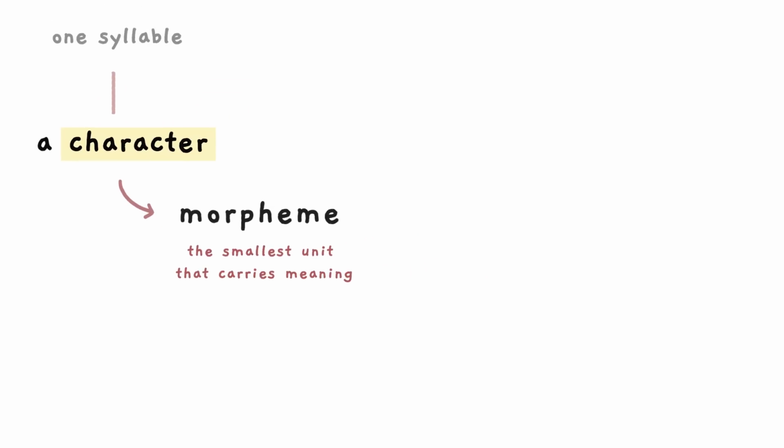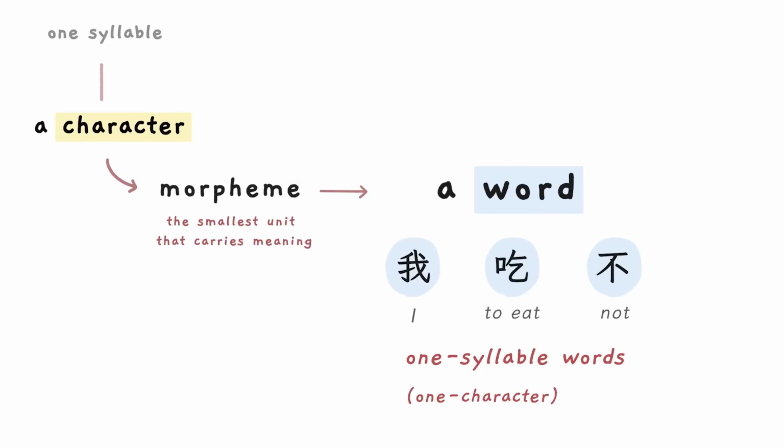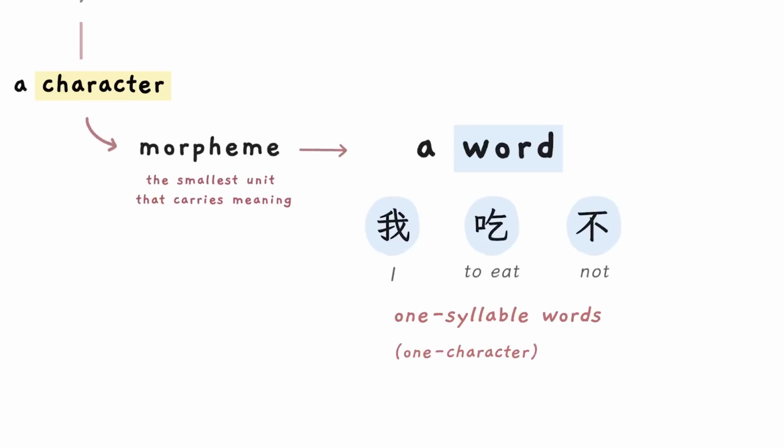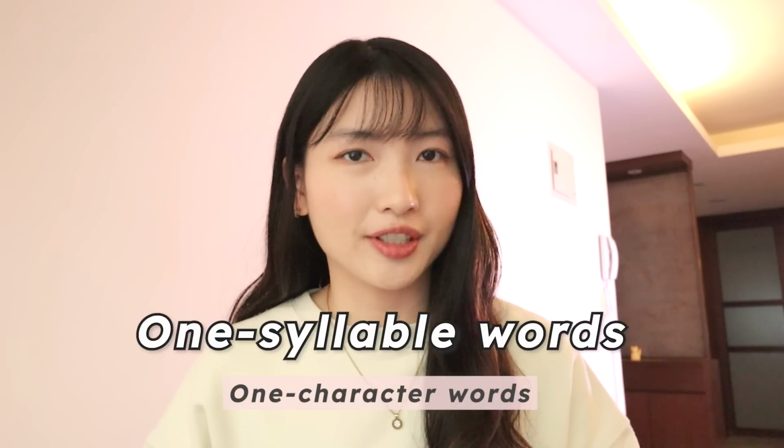In Chinese, many morphemes can stand alone as words, such as 我, 吃, and 不, etc. These are all one-syllable words that carry specific meanings and can be used independently in sentences. 我不吃水果. I don't eat fruit. So there are quite a lot of one-syllable words in Chinese.